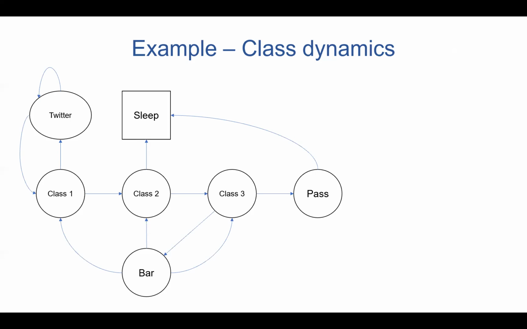If you do well in class 1, you can go to class 2 with a certain probability. From class 2, you might fall asleep for a bit, or you can go to class 3. From class 3, you can pass, and then once you pass, you can go home and have a long, nice sleep. Or from class 1, you might just feel a little tired, a little bored. You can just start using Twitter, and you see there's a loop on Twitter too.